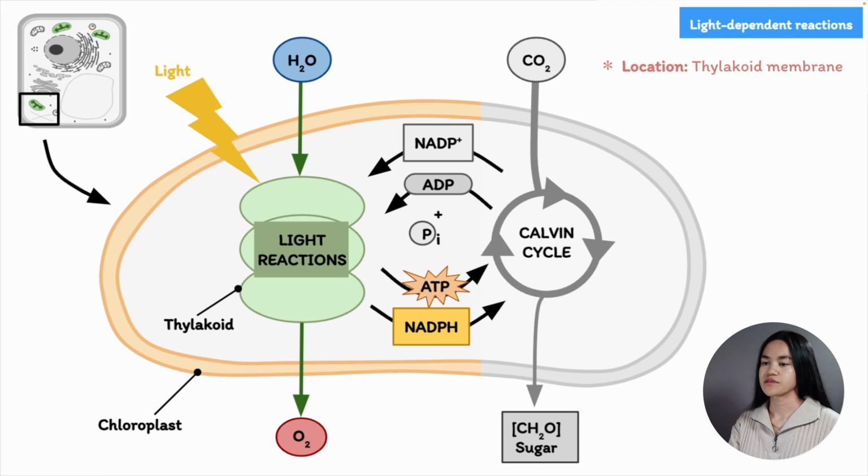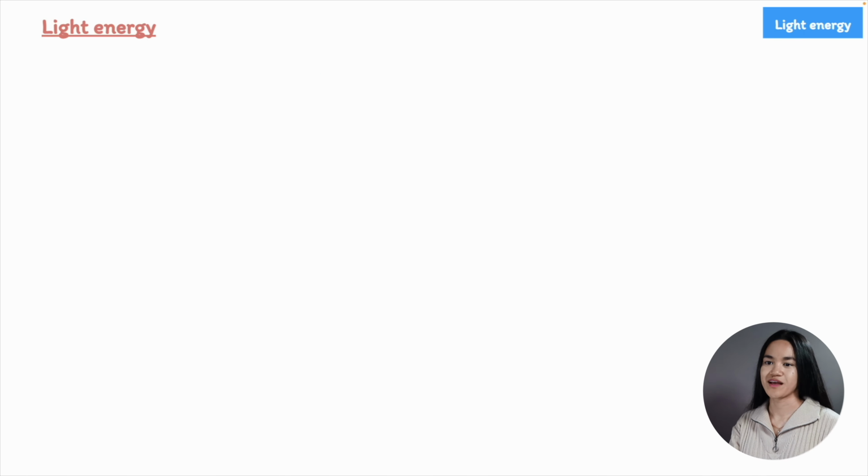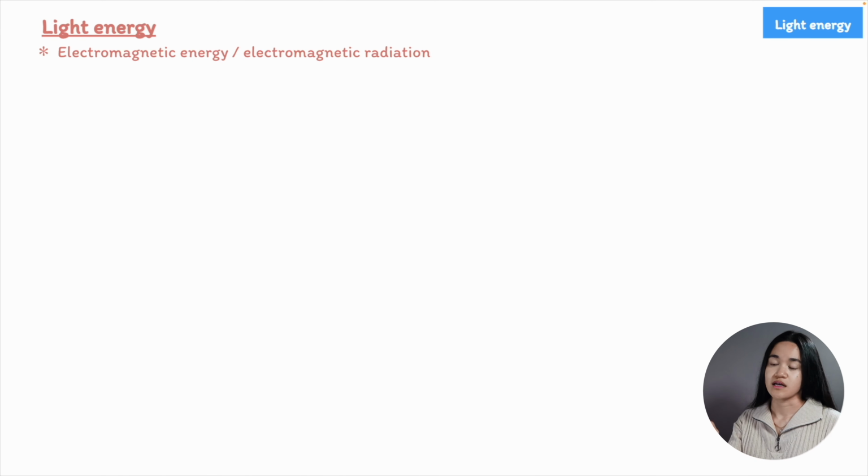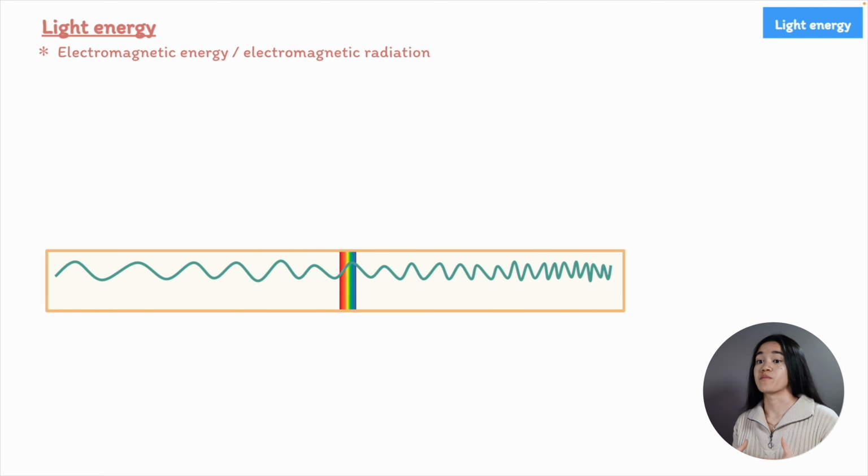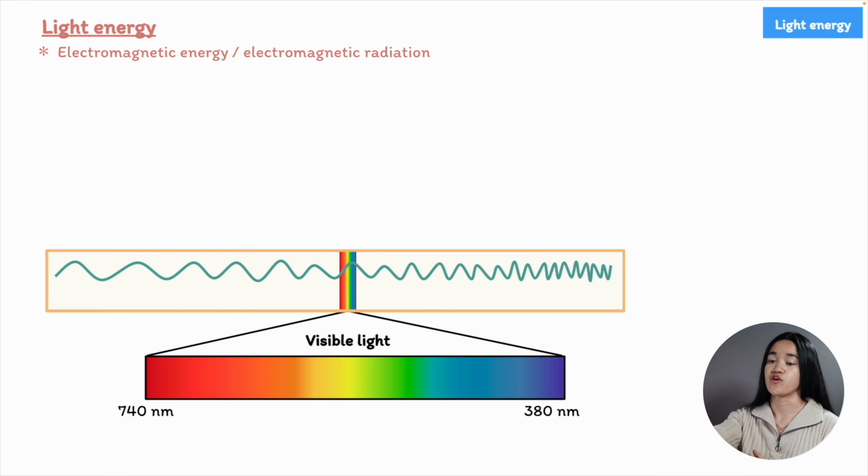But before we look at this in greater detail, let's look at light energy, because photosynthetic organisms only use a specific component of sunlight. What is light energy? Light is a form of energy known as electromagnetic radiation or electromagnetic energy, and the sun emits a significant amount of electromagnetic radiation or solar energy. Humans can only see a fraction of this energy, which is referred to as visible light.